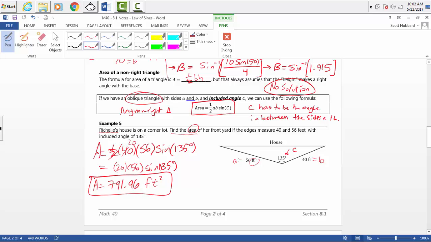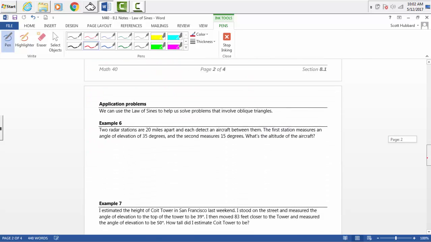Okay, so pretty simple formula to know. The only thing that people have trouble with is that you have to understand that C has to be the angle in between the sides. That's called the included angle. I put it in bold here, hopefully it sticks for you. Okay, so we're going to move on.